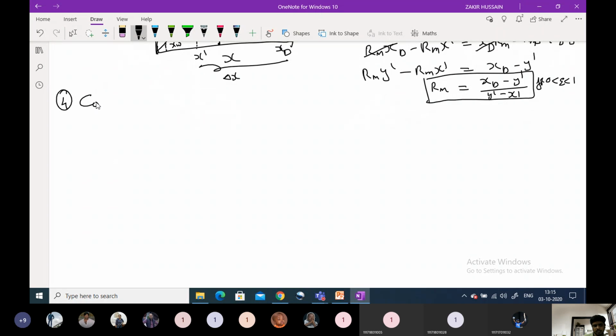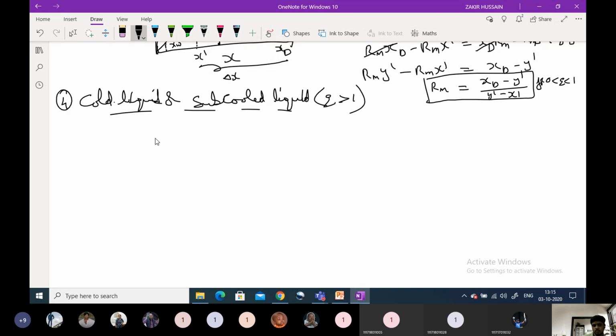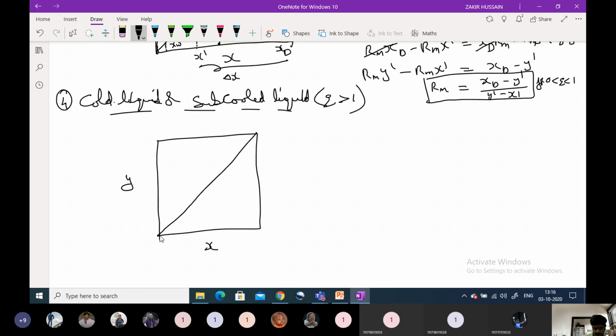Then cold liquid or subcooled liquid. The feed is cold liquid, or sometimes it will be given as subcooled liquid. In this case we know that q will be greater than 1. So same as before, we need to have an equilibrium plot between x and y. This is a 45 degrees diagonal line, and this is the equilibrium curve.